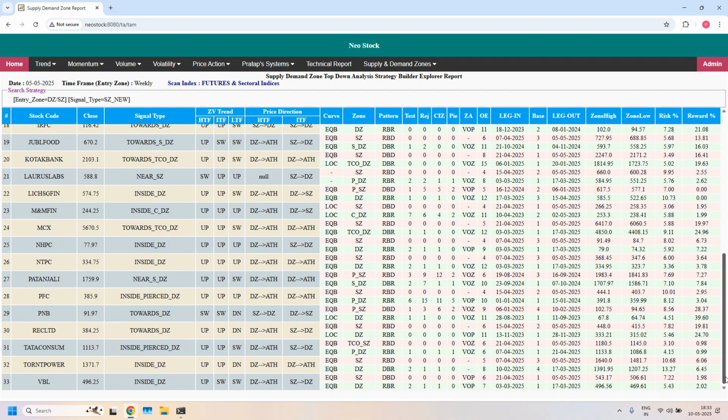So 33 stocks are filtered. This week supply is very strong. That's why many new supply zones are created, and also we have seen many stocks moved till the weekly demand zones. Okay, so total 33 stocks are having newly created weekly supply zones.